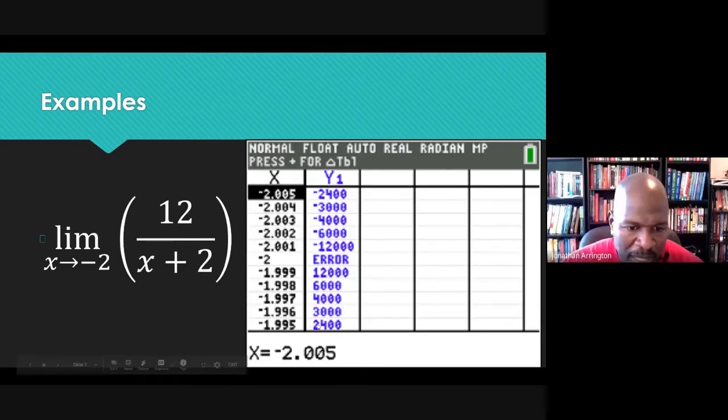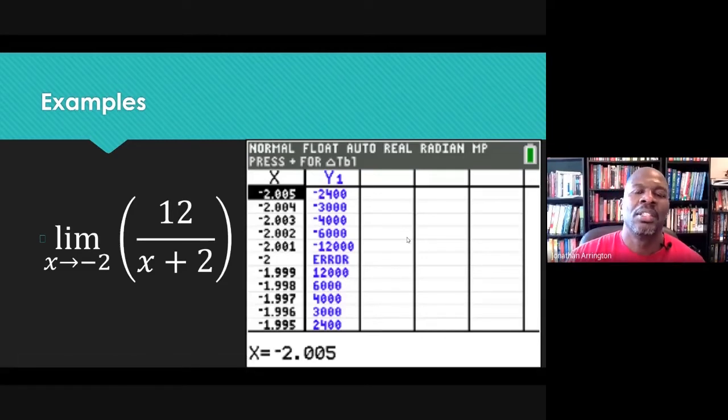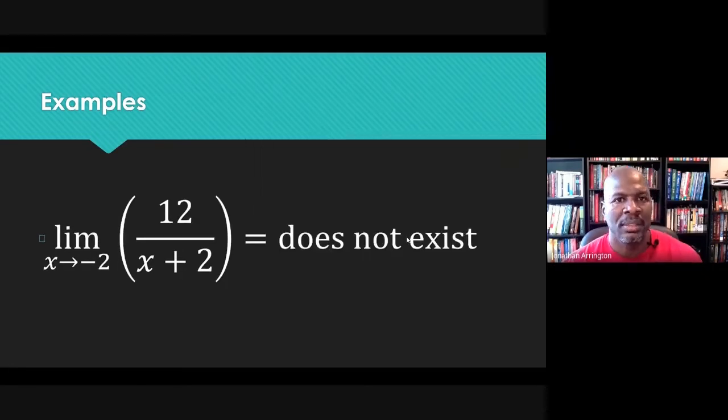So on the right, you basically see the same numbers, but positive instead of negative. So you go from 2,400 to 3,000 to 6,000, from 3,000 to 4,000 to 6,000 to 12,000. So basically the same numbers, but on the positive side. Again, the closer they get to -2, the more spread apart they are. But these numbers are positive, so these values are going to positive infinity. So it's going to negative infinity from the left and positive infinity from the right. But since it's not going to a finite number, we say the limit does not exist. So this limit does not exist.